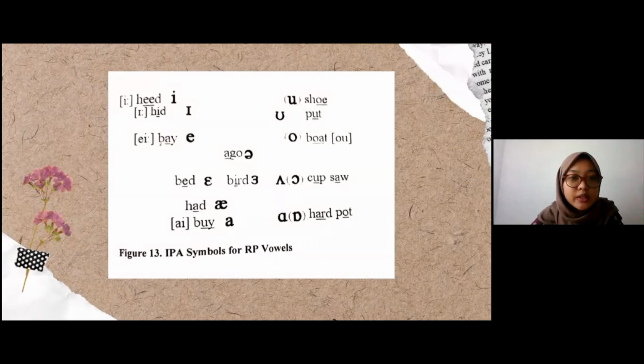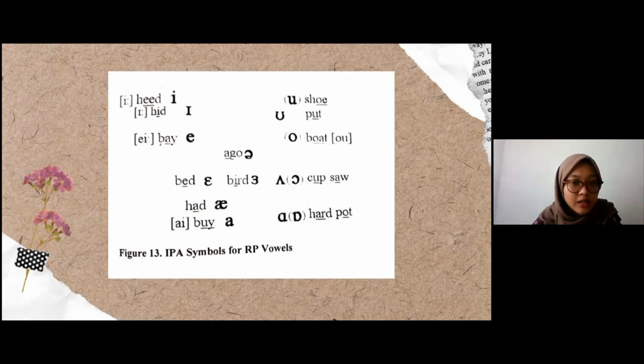First example, heat. The e sound is pronounced longer because it has a colon after the letter i in its phonetic symbol. Next, we have hit. It's also pronounced longer. Next is the u sound for shoe. The o sound for boot. The a sound for bay. The o sound for boat. The e sound or schwa sound for the first sound in ago. The e sound in bed. The sound in bird, so it is stressed in English.